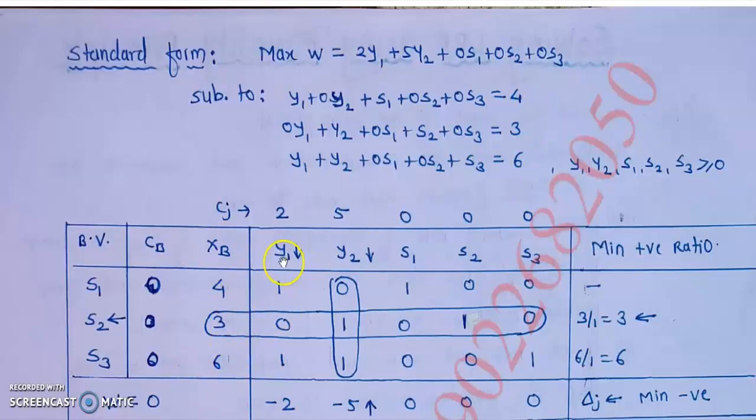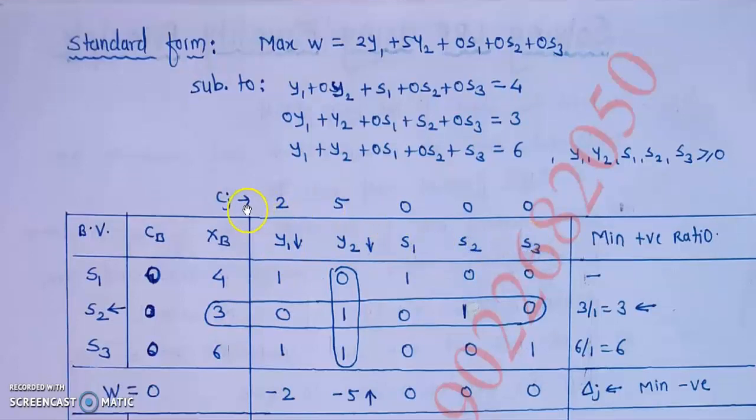We have all variables available here: y1, y2, s1, s2, s3. We have Cj, that is the top element row. So 2, 5, 0, 0, 0 are the coefficients of all variables accordingly from the objective function, and this matrix is filled with the coefficient matrix of the left side of the constraints. That is, 1, 0, 1, 0, 0 is your first row here, and similarly the second and third constraints give us the second and third rows.